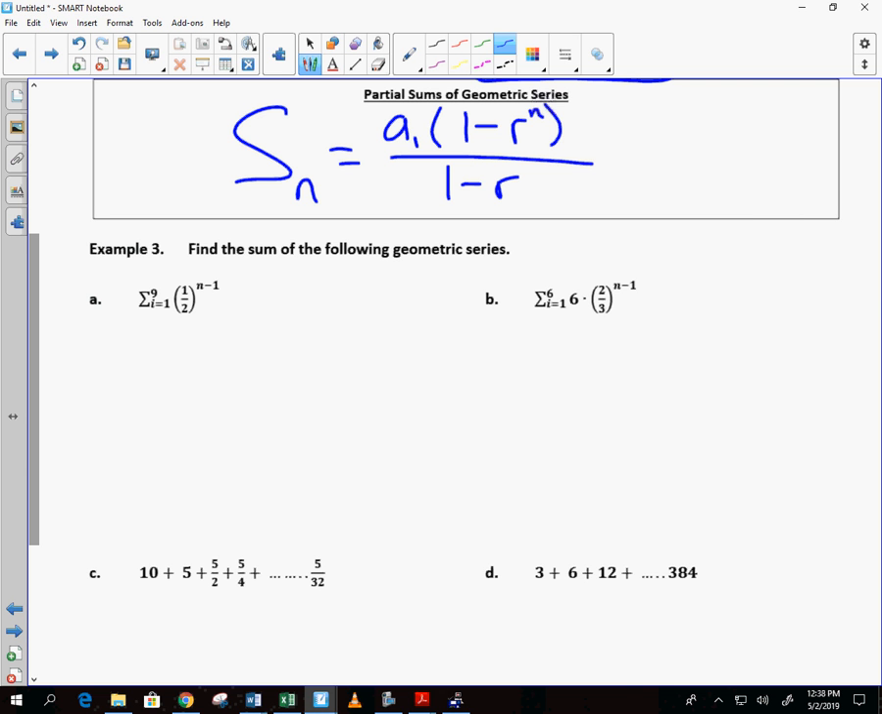I plug in 1. 1/2 raised to the 0 power is 1, plus. Then I plug in 2. 2 minus 1 is 1. 1/2 to the first power is 1/2. And then I plug in 3. 3 minus 1 is 2, and 1/2 squared is 1/4.